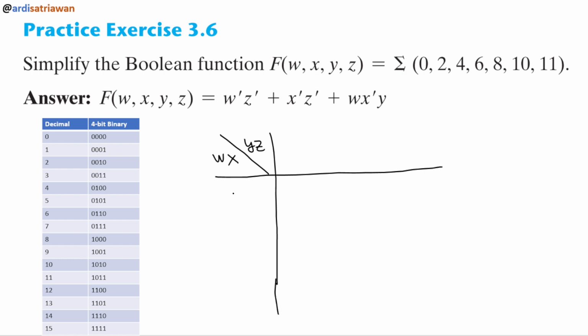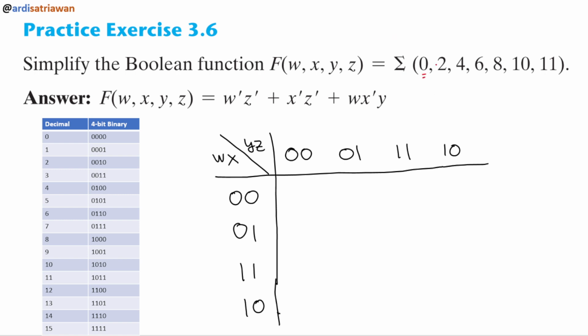We will have WX as 00, 01, and be careful here, this is 11, and the next one is 10, not 10 and 11 like that. For YZ, we will have 00, 01, and similarly, be careful here, this is 11, and here is 10. Now let's see which minterms we need to fill with 1 in this table.